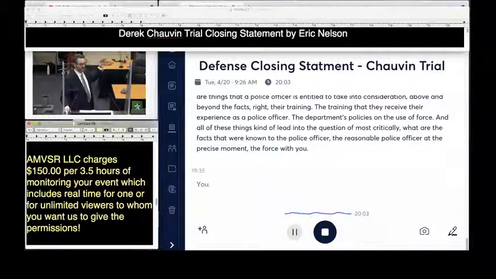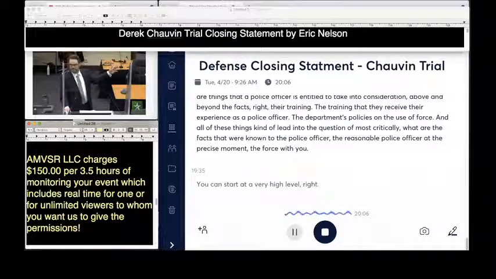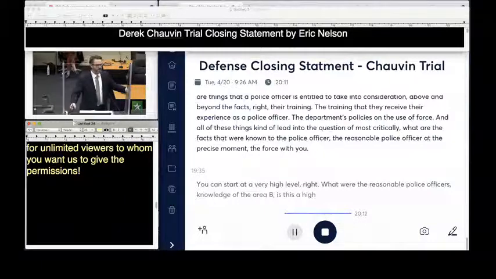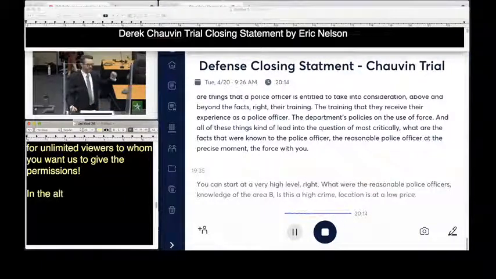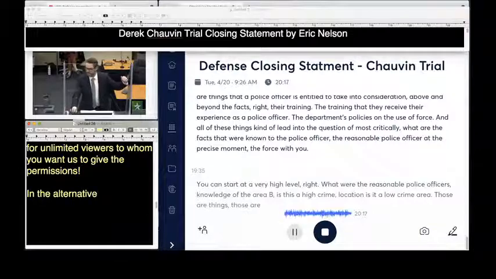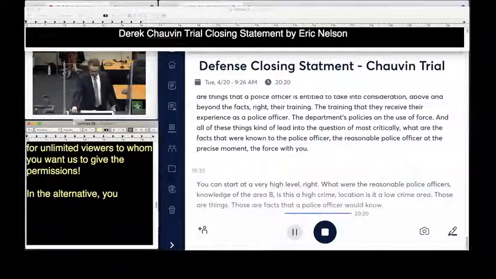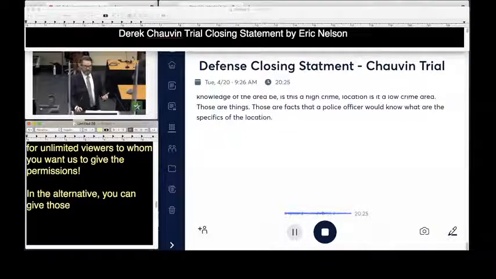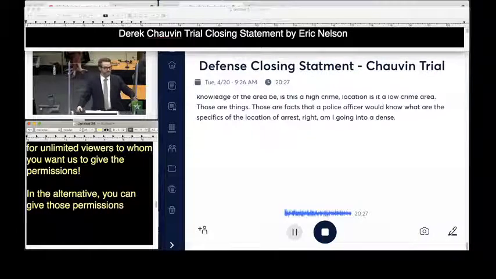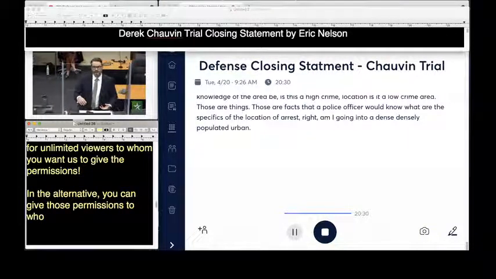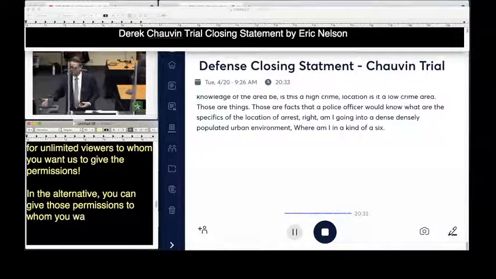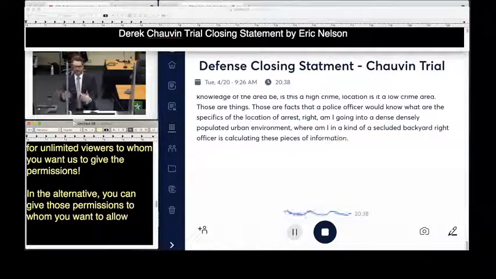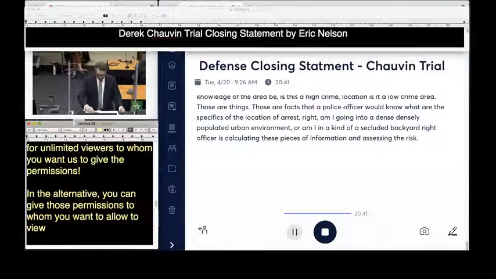So you can start at a very high level, right? What would the reasonable police officer's knowledge of the area be? Is this a high crime location? Is it a low crime area? Those are facts that a police officer would know. What are the specifics of the location of arrest, right? Am I going into a densely populated urban environment, or am I in a secluded backyard? The officer is calculating these pieces of information and assessing the risk, assessing the threats.